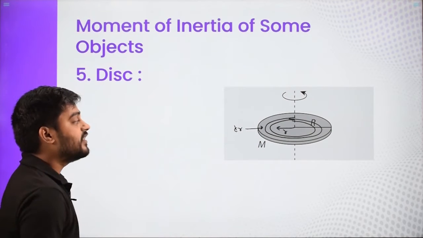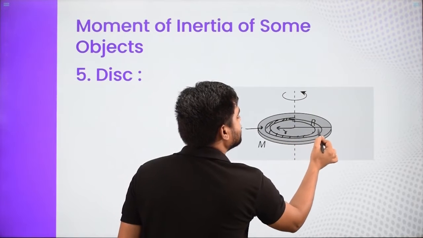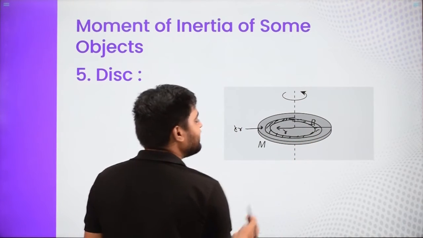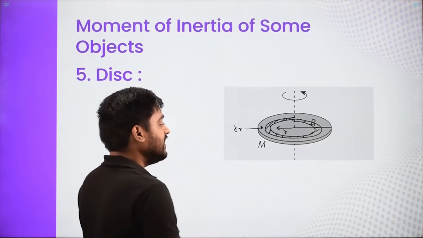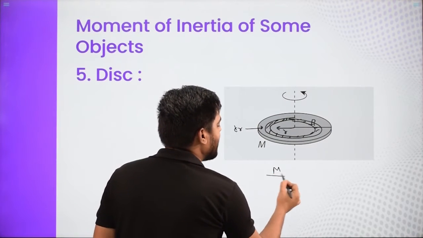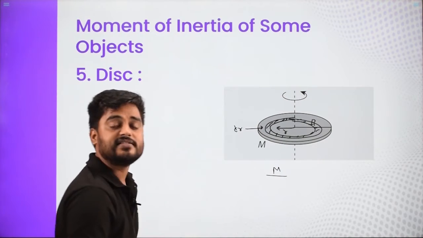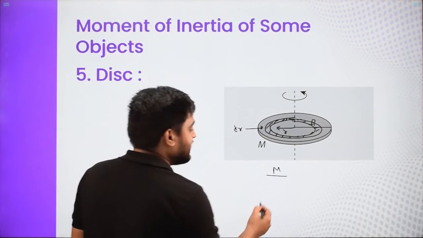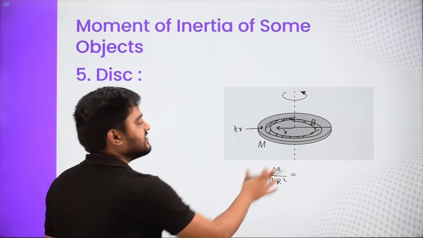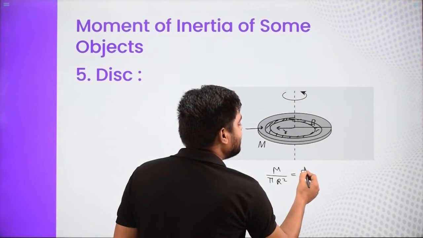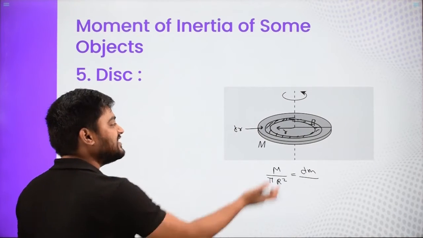I need to write the mass of that particular ring, and that is our dm. So what is the dm? For a disc, mass lies over an area, so total mass divided by total area. It is a 2D object, so the area is pi r square. The mass of this elementary ring, dm, which we need to find, is divided by the area of the ring. How much is the area of the ring?